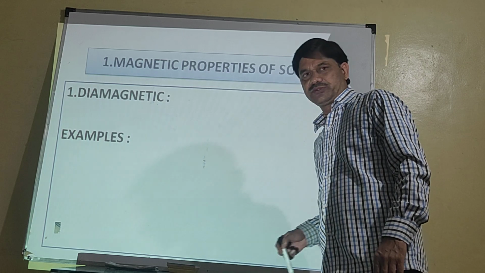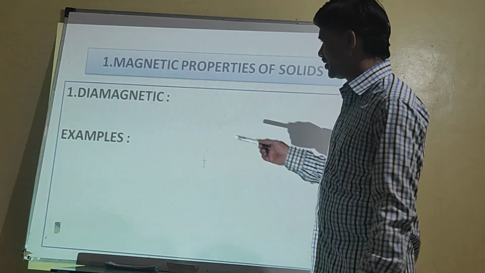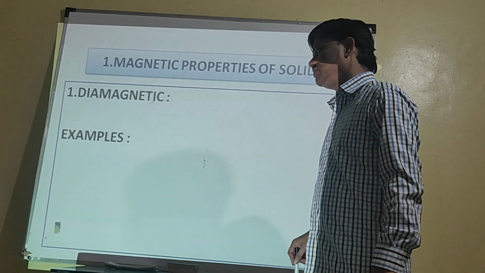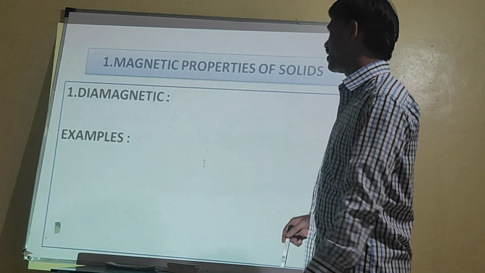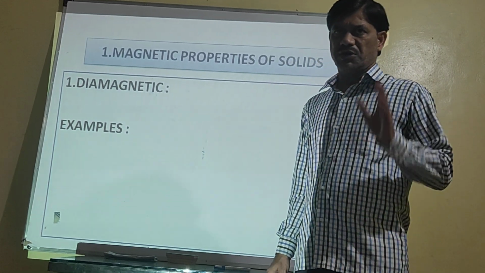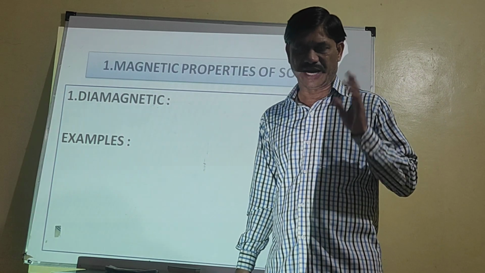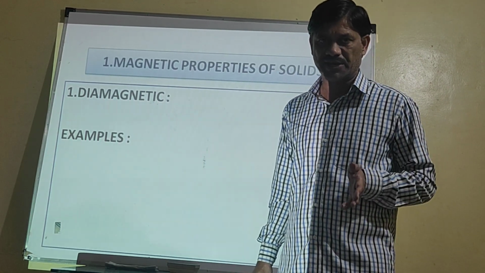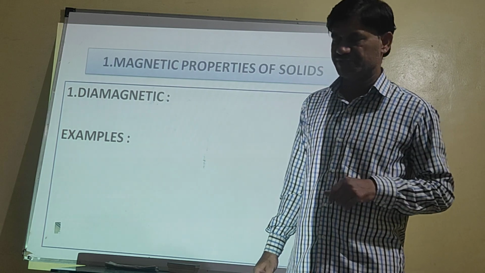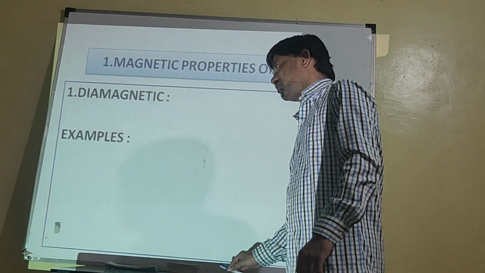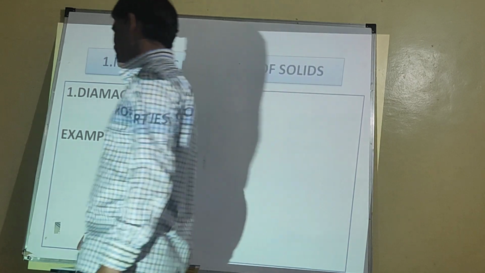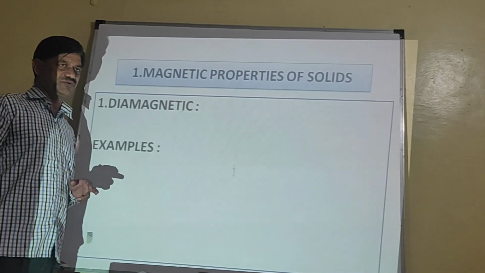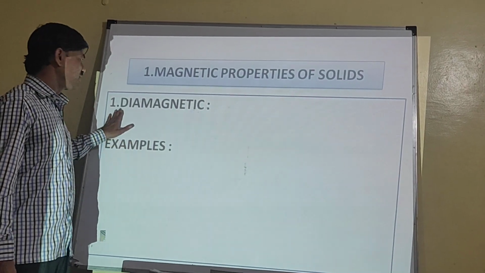In physics also you came across different magnetic properties of compounds. Can you tell me what these magnetic properties are? One is diamagnetism, then paramagnetism, ferromagnetism, antiferromagnetism and ferrimagnetism. These are the different phenomena which indicate magnetic properties of compounds. Now we are starting with the first property.